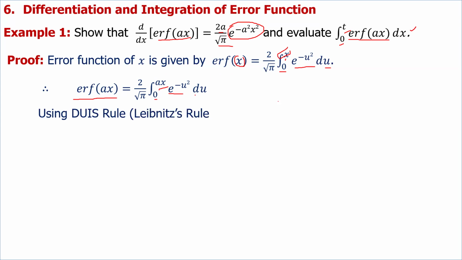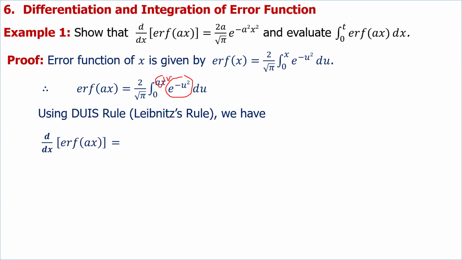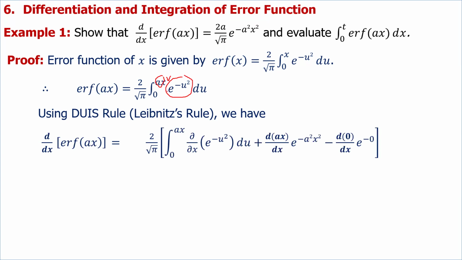Using the DUIS rule, because if you want to differentiate it, it is not possible to integrate e to the power minus u square, so we apply the DUIS rule, rule number 2. Why? Because if you want to differentiate with respect to x, the upper limit of the given integration is a function of x. We know that DUIS rule means differentiation under integral sign. Rule number 2 is what?